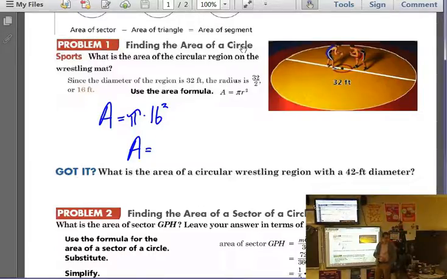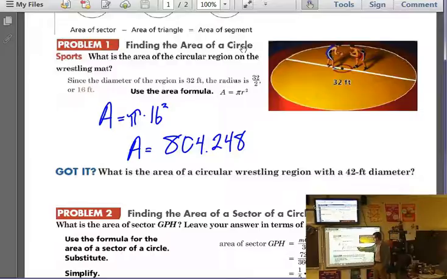And we get 804.2477, so I'm going to round up to an 8. So straightforward, just remembering. So now what if the wrestling mat now has a 42-foot diameter?